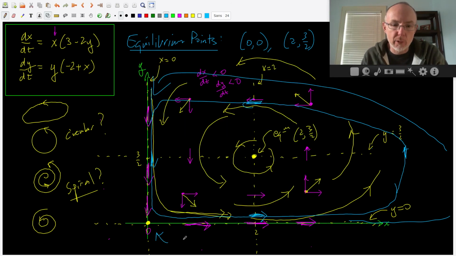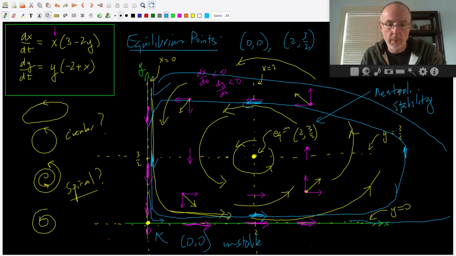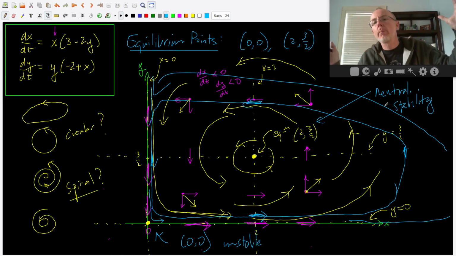And the (0, 0) equilibrium point there is unstable because we move away from it. If we come down here, we then spin around and go off to the right, so I never get to that equilibrium. This one is neutrally stable, because we don't really move away from it, but at the same time we don't move towards it. We're kind of neutrally stable. We just hang out in that region.